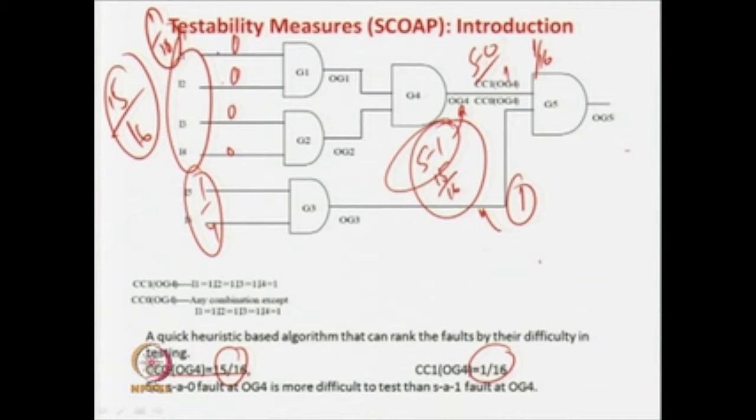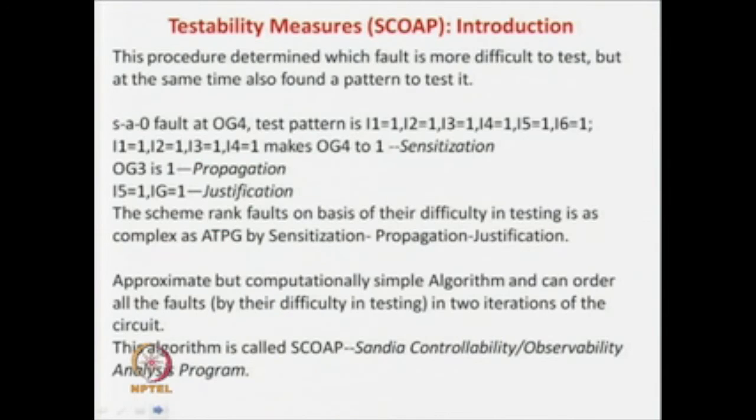So better for the stuck at 0 fault you go for a sensitize, propagate and justify approach, and for the stuck at 1 fault you go for random test pattern generation. So the stuck at 0 fault at O4 is more difficult than a stuck at 1 fault at this one. By this algorithm, you can easily find out which is an easier to test fault and which is a difficult to test fault.